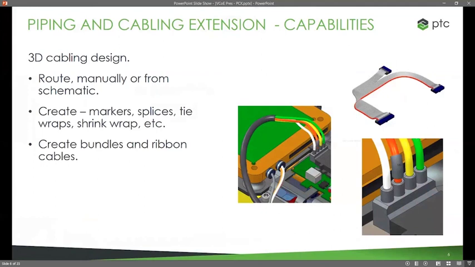So once we have the cables routed, we also have the ability to create all the extra stuff: markers, splices, tie wrap, shrink wrap, just that detail that we're going to need, as well as choosing how this is going to be bundled together.